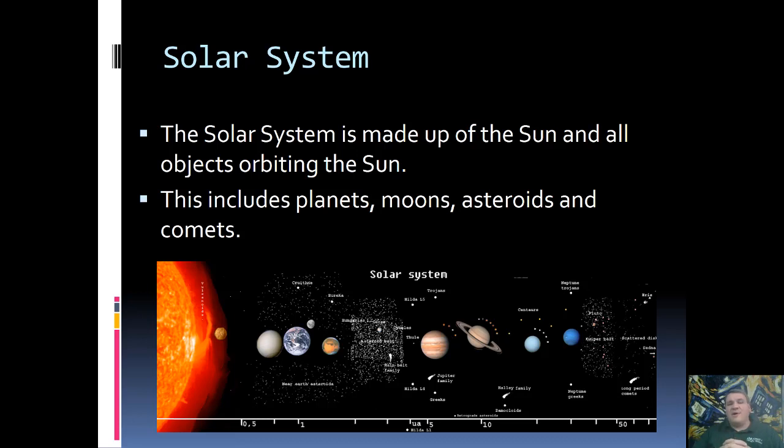Now we're going to start talking about our solar system. The solar system is the sun and everything that orbits around it. Often when we're talking about the solar system and what it means, I have people who begin listing all of the things in the solar system, which is going to take a long time. Instead, we're going to use a more inclusive definition, which is the sun and everything that orbits around it. So this does include things like planets, moons, and asteroids and comets, but it's also going to include everything else.